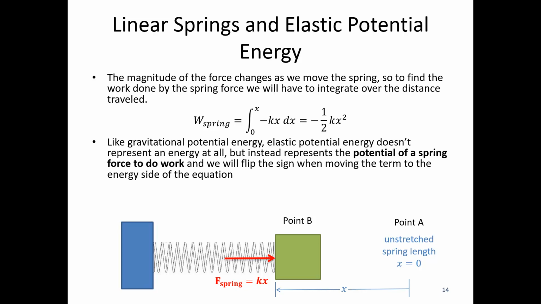So like with gravitational potential energy, elastic potential energy doesn't represent the energy at all. This represents the potential of a spring to do work. So as I move it from the work side of the equation over to the energy side, I get rid of that negative sign. So the potential energy of a spring is usually just defined as 1/2 kx squared. Again, k is the stiffness of the spring, and x is the amount of stretch that I've put in the spring. I could either stretch it out or compress the spring. Either way, I count that as x being a positive value.